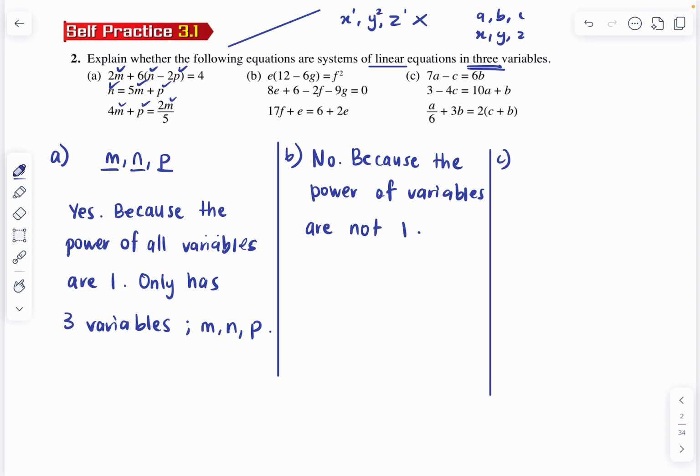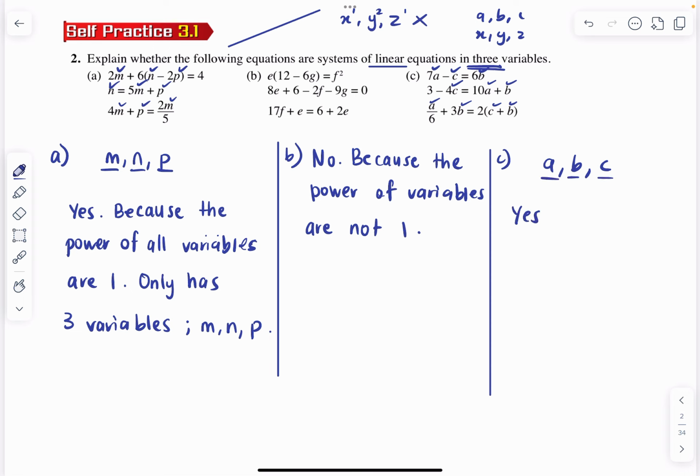Okay, C. Here we have A, C, B, fine. C, A, B, fine. A power 1, B power 1, C power 1. Okay, done. So all of it power 1. Then let's look at the variables. We have A, C, B, or A, B, and C. Here C, A, B, C, B. Okay, it all falls within these 3.